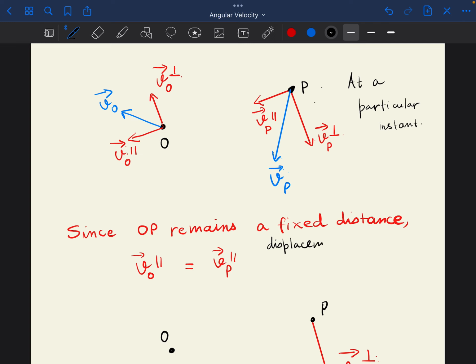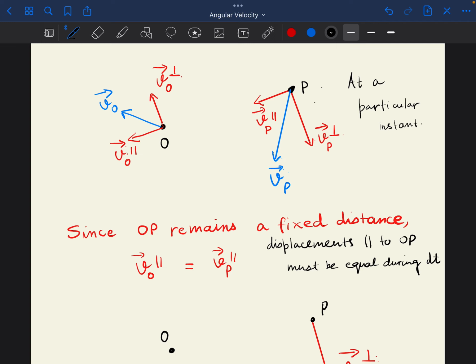displacements parallel to OP must be equal during dt. So in the next time interval after this instant, that interval is called dt, the displacements along OP should be equal and in the same direction as well.